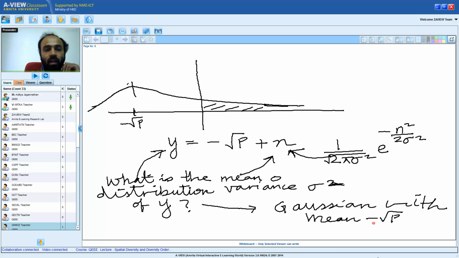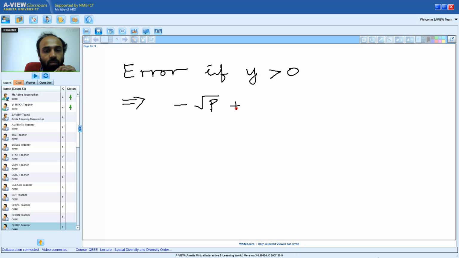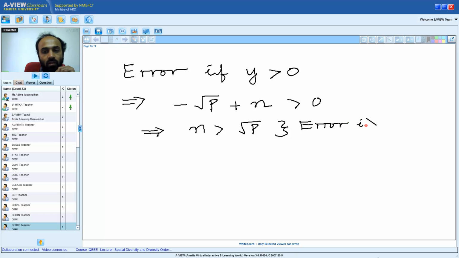Now we are also saying the error will occur if y is greater than 0. Because minus square root of p is being transmitted, error will occur if y is greater than 0. Now y is equal to minus square root of p plus n, which is greater than 0, which implies n is greater than square root of p. So error will occur if n is greater than square root of p.